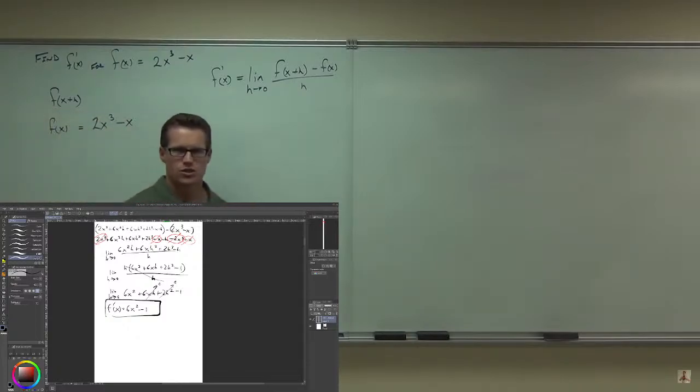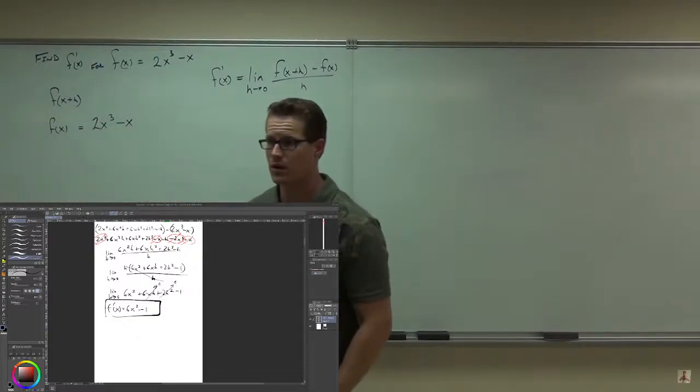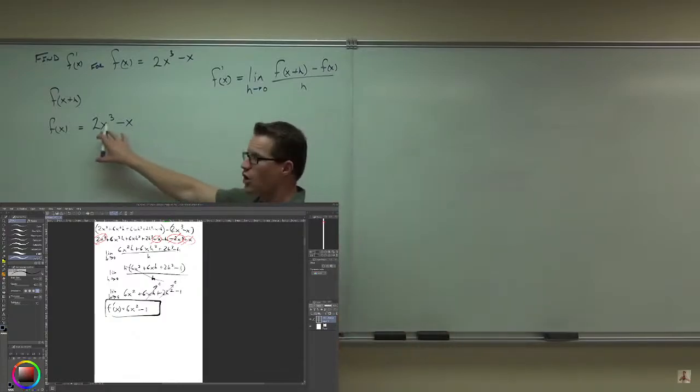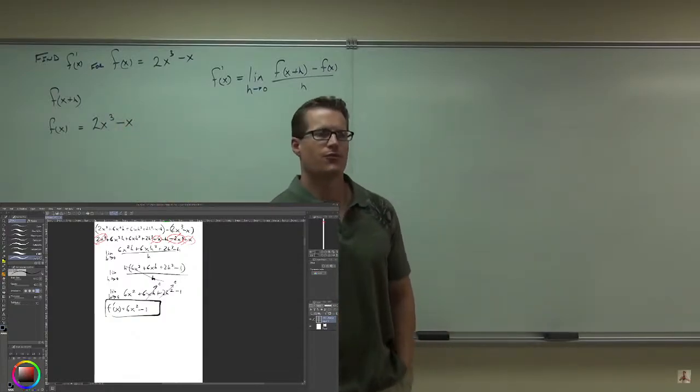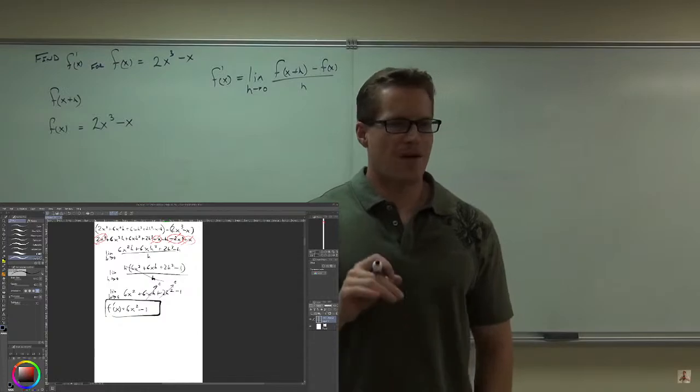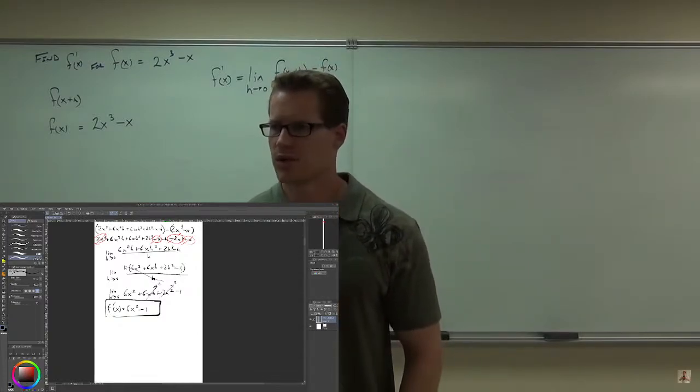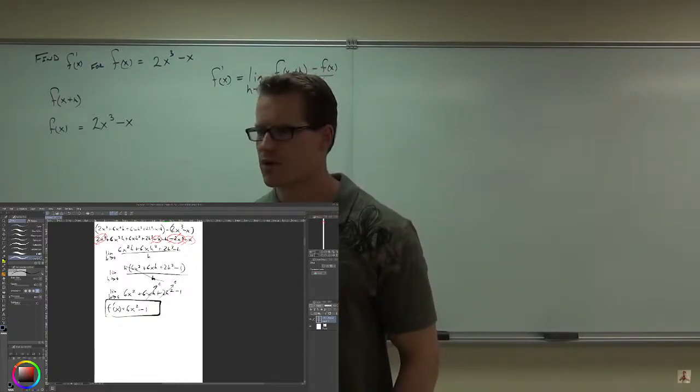Are y'all okay with the 2x cubed minus x, where that's coming from? So that's just our function. That's all we've got to list down. Now we've got to go ahead and find f of x plus h. Do I just add h at the very end? Is that the appropriate thing to do?